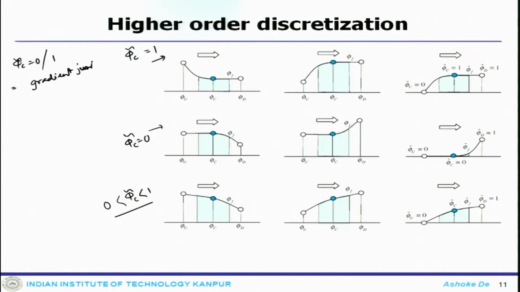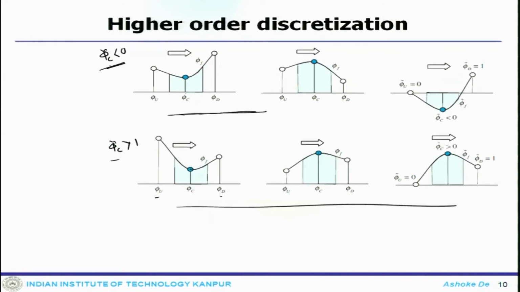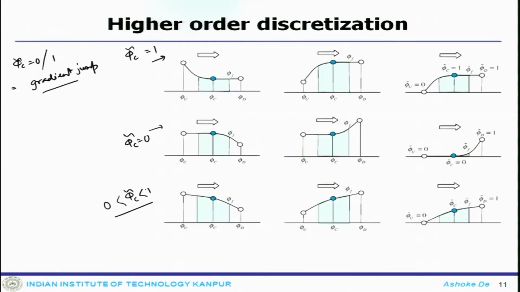So, this normalized variable actually shows a lot of information. What information? It depends on this normalized value. If it lies between 0 and 1, then the profile is monotonic, either monotonically decreasing or monotonically increasing, between these points which are used to calculate the flux variable. If it is 0, then there is a jump in the gradient which one can see. If it is 1, there will also be a jump in the gradient.